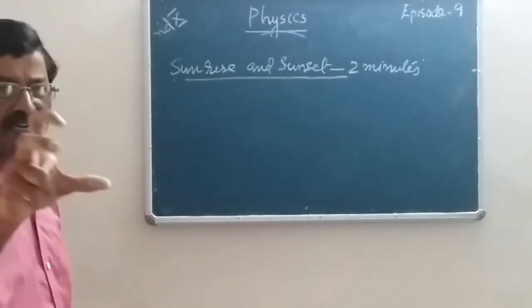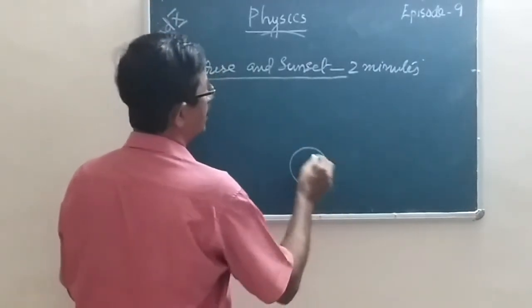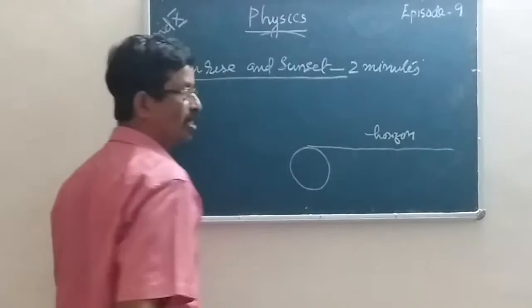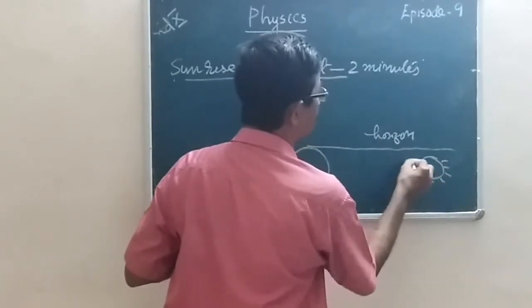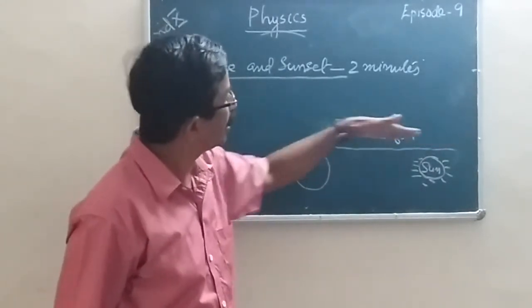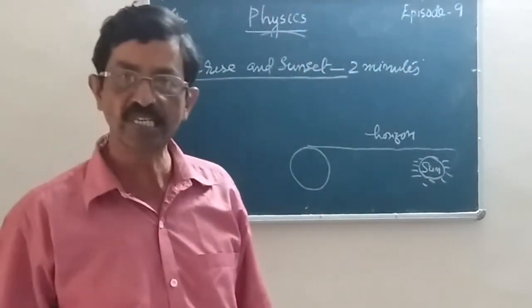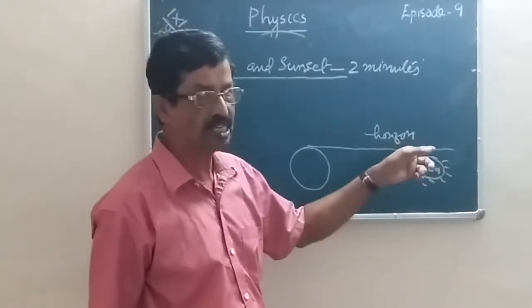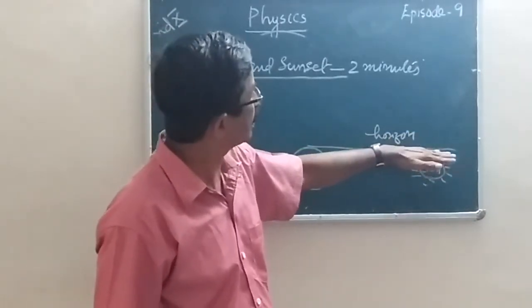See, what is actually sunrise? This is our Earth, and this is the horizon. When the sun rises and reaches the level of the horizon, then we say that is sunrise or sunset. When the sun is above the horizon, then we can see it in the normal case. Then we can say that the sun is rising.